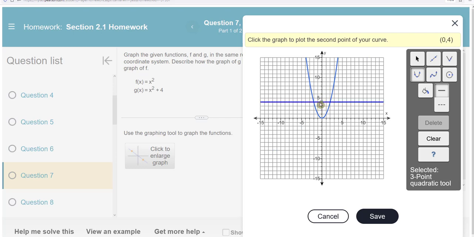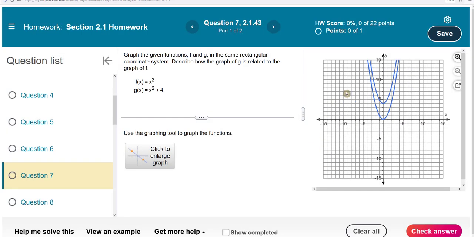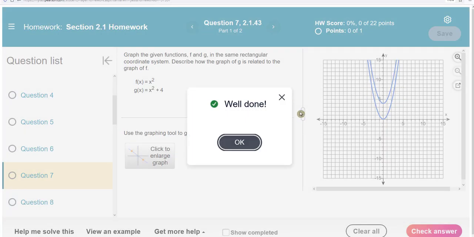So if I plug in 1, I know that 1 squared is 1 plus 4 is 5. So that will take me to the point 1, 5, which is here. And if I do -1, I get -1 squared, which is 1, plus 4 is 5. So that'll give me -1, 5, which will be the point there. So you only need to plot 3 points. So if you go ahead and save it, I think I graphed it correctly. You have both graphs on the same coordinate system, and you hit check answer, and that will be the answer.